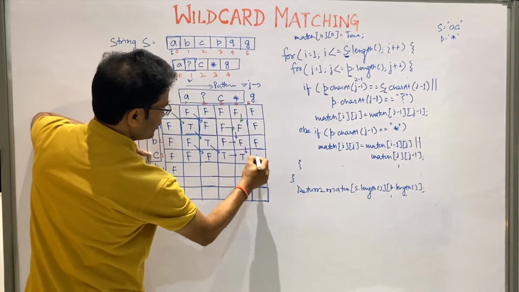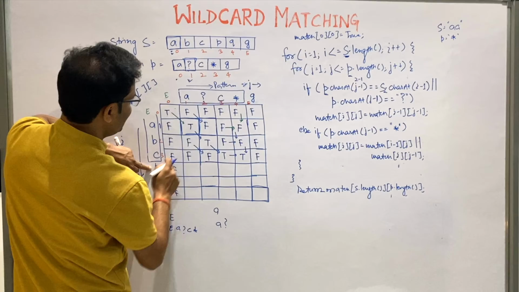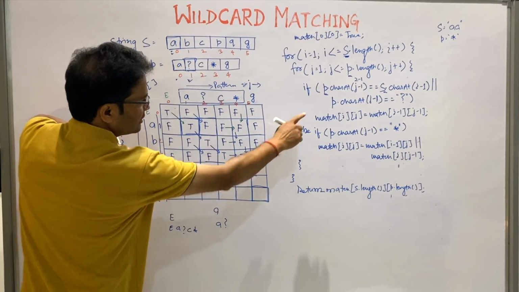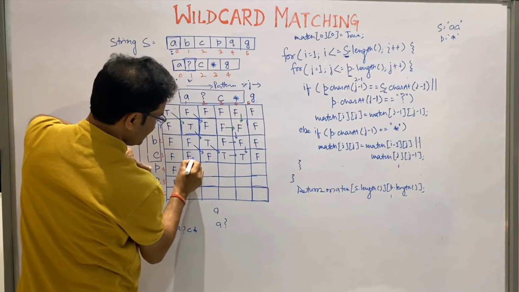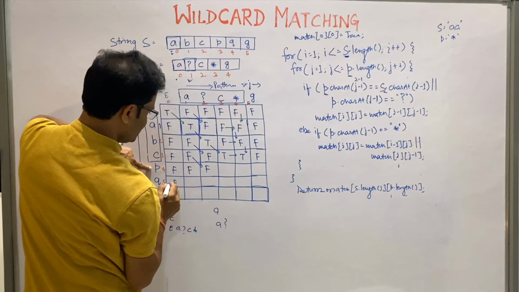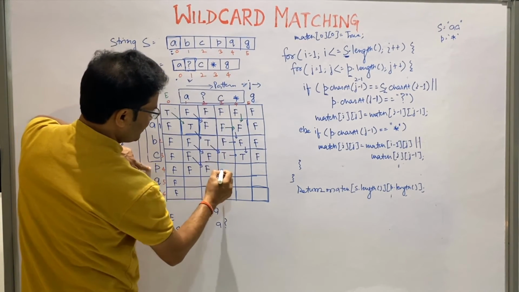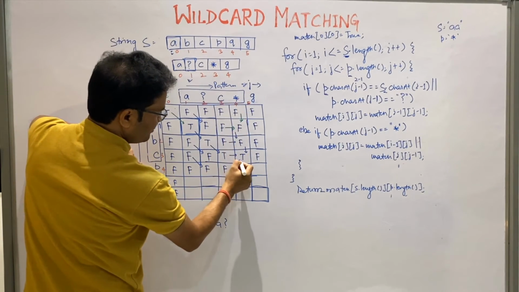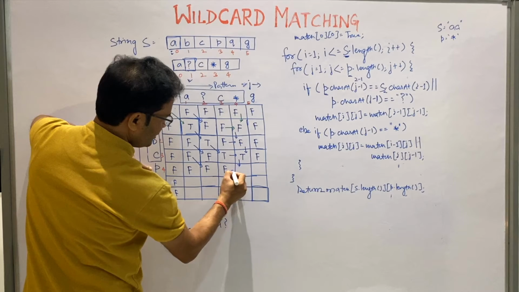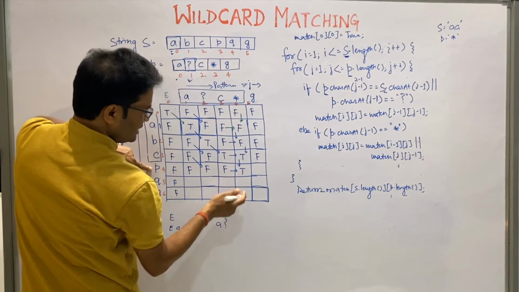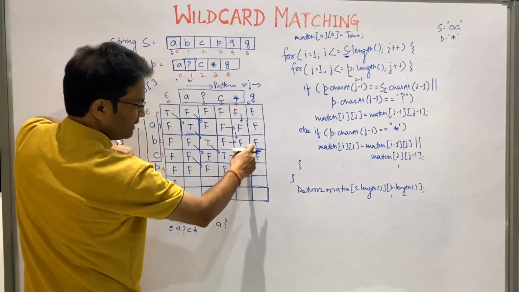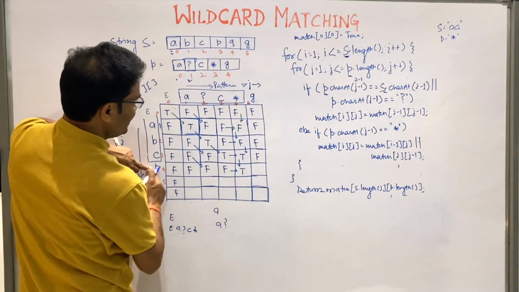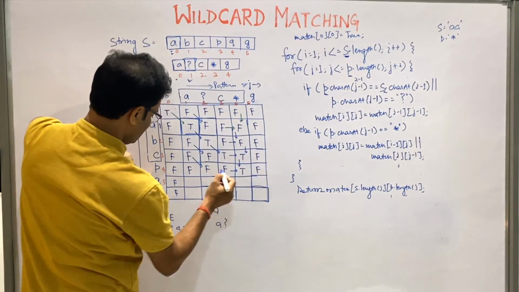C and G is not matching, put false. P and A not matching, give false. P and question mark, this condition too, take the previous value, false. P and C not matching, give false. P and the asterisk, so again previous, this one and this one is equal to 2. You can see once you get the 2 for star, it will be continuous star, continuous 2. So now P and G not matching, put false.